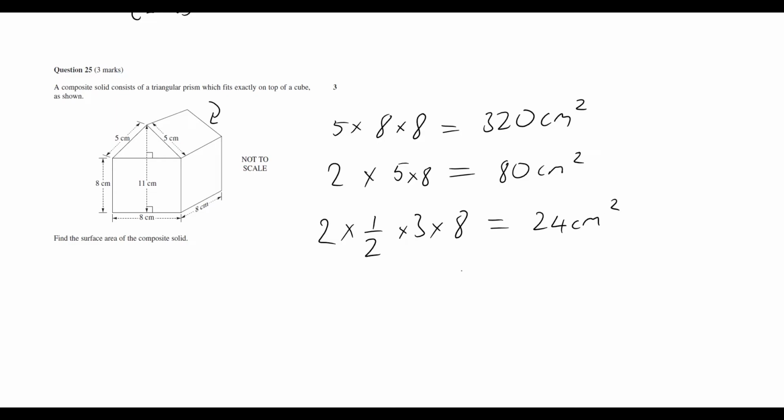So adding those all together, we find that the total surface area, so I'll write SA for surface area, is equal to 424 centimeters squared. Okay, and that is question 25.